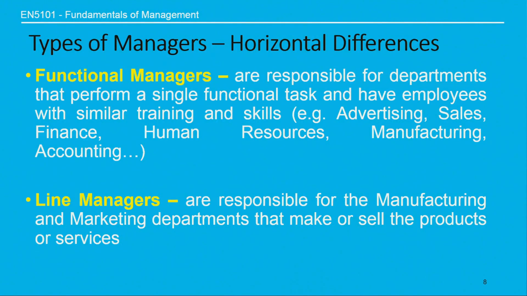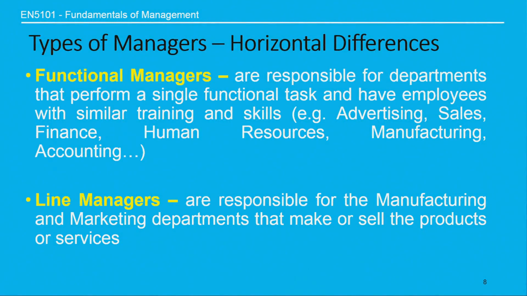organization. Then according to the horizontal differences, we can identify managers as functional managers, line managers, staff managers, general managers, project managers, right. Then functional managers are responsible for departmental functions and for performing the single departmental tasks, and they are responsible for the employees who work in that department.